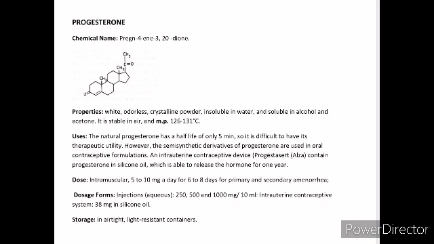So the dose intramuscularly is 5 to 10 milligrams a day for 6 to 8 days for primary and secondary amenorrhea. The dosage forms: injections 250-500,000 milligram per 10 ml, and intrauterine contraceptive system 38 milligrams in silicone oil. The storage is in airtight, light resistant containers.